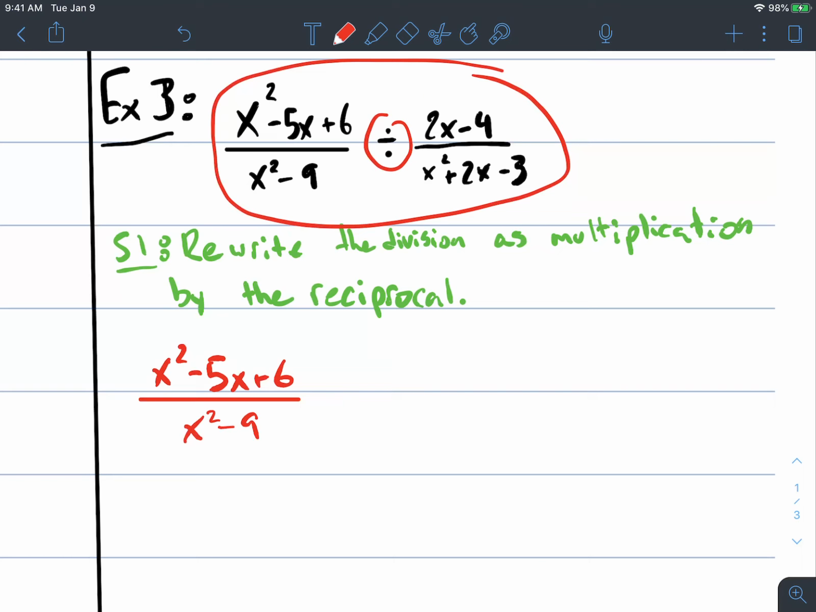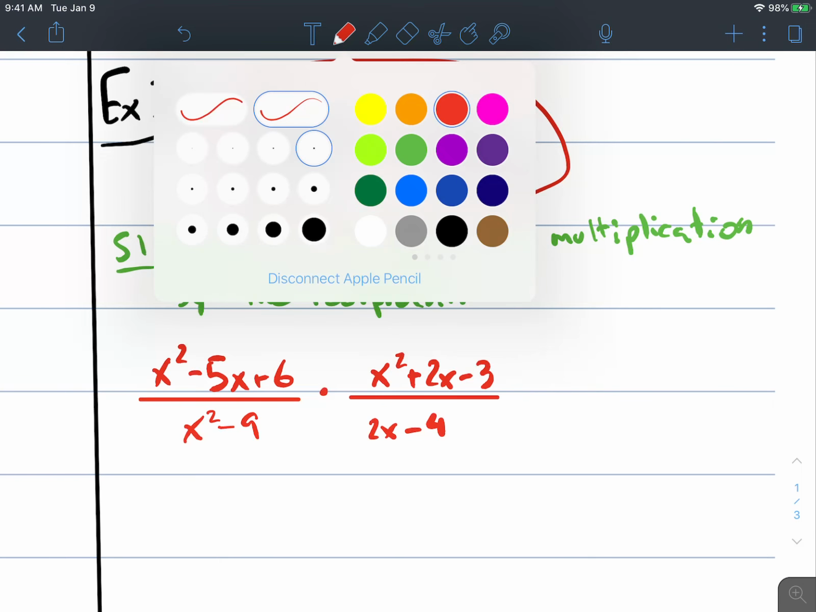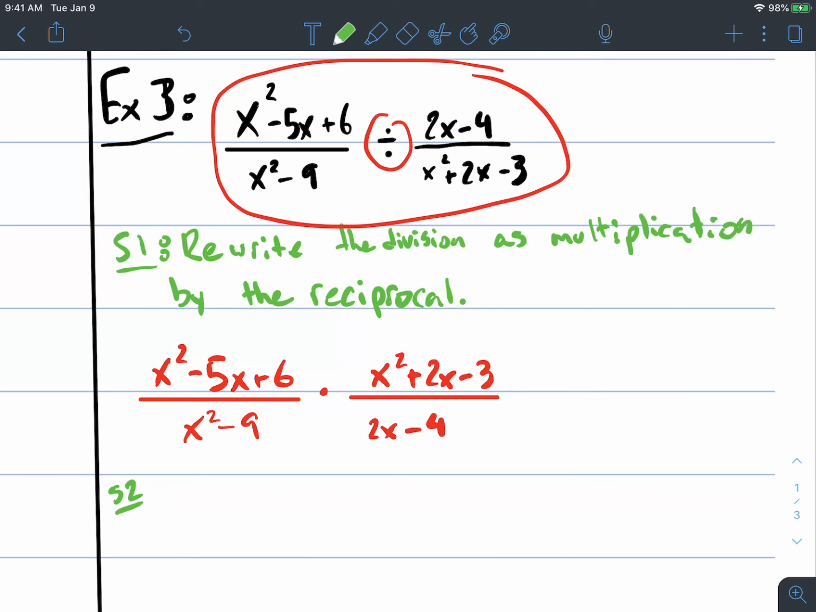So the x squared plus 2x is now going to be on the top, and the 2x minus 4 is going to be on the bottom. It's pretty easy, trust me, guys. And now step 2 is going to be factor top and bottom. Step 2 would just be factoring.